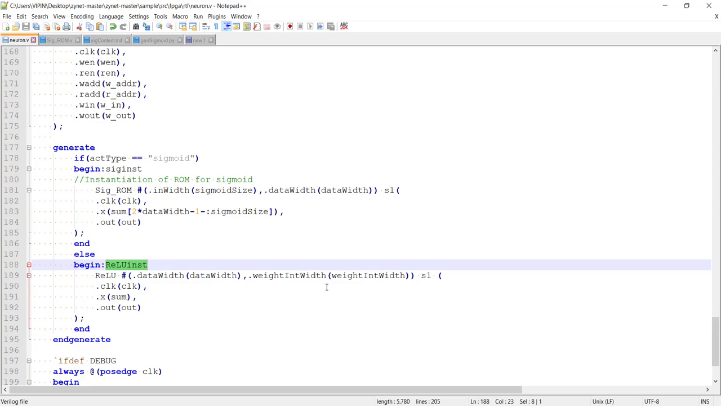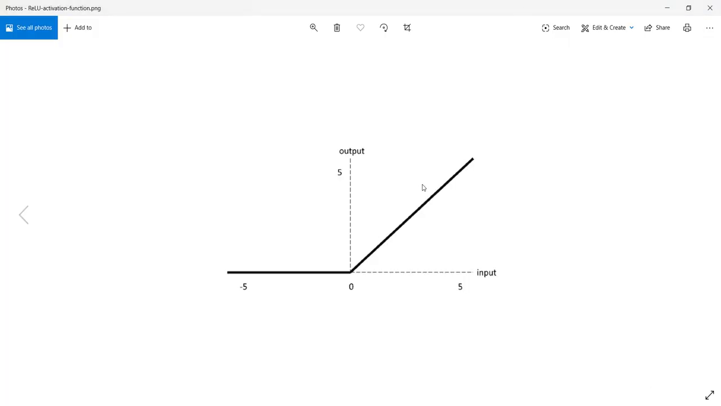Now, the other one is called ReLU, which stands for Rectified Linear Unit. This is a more recent activation function. ReLU is much more popular than sigmoid, and it's much easier to implement compared to sigmoid because it is a linear function. Sigmoid is a non-linear function. This is how ReLU looks. You can see it's linear. It is defined as: if the input is negative, the output will be 0, and if the input is positive, the output will be the same as the input. That is the definition of ReLU.